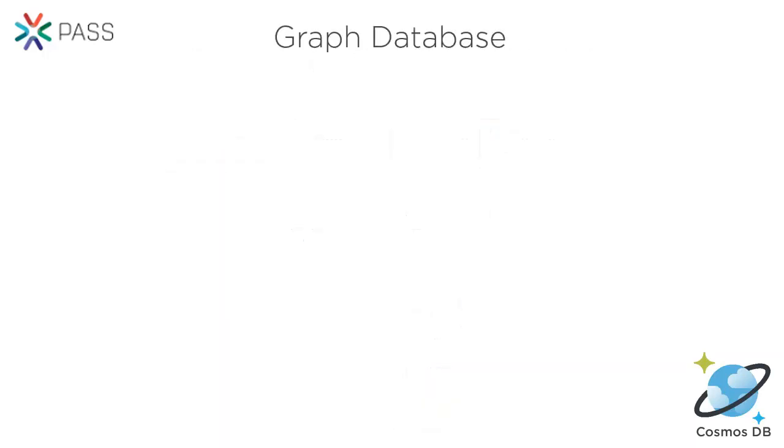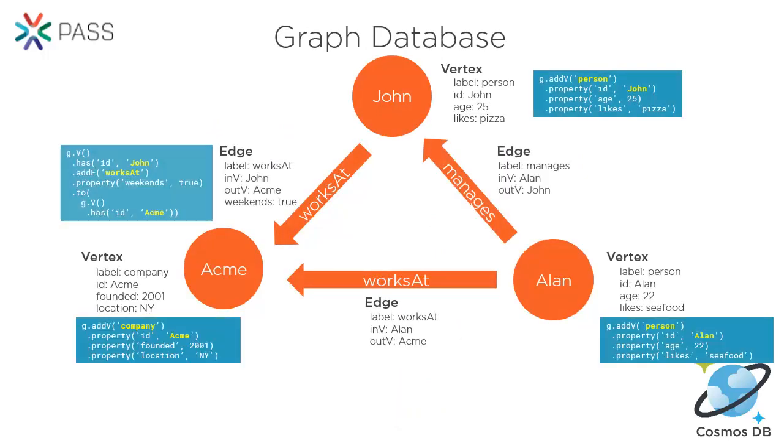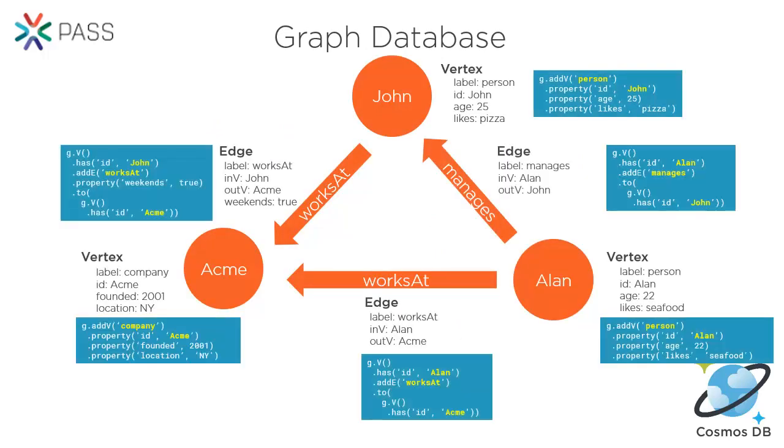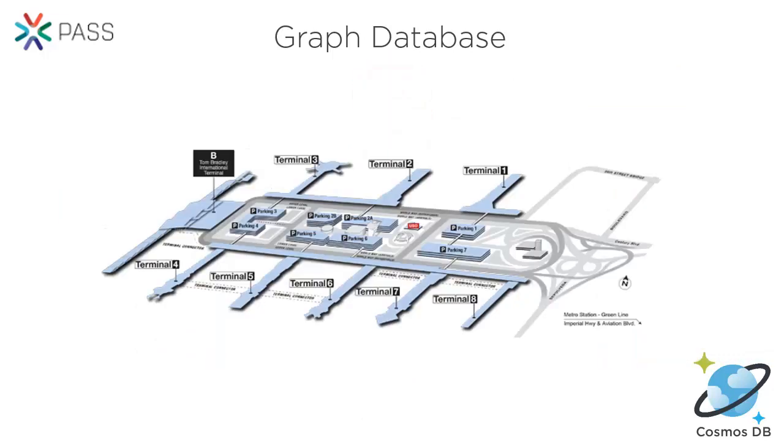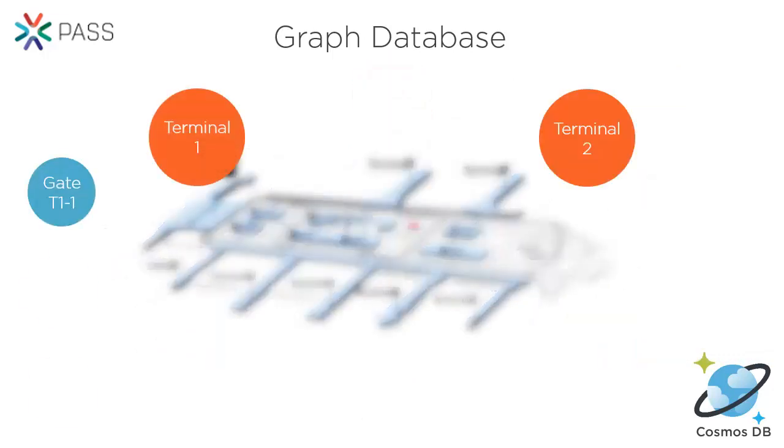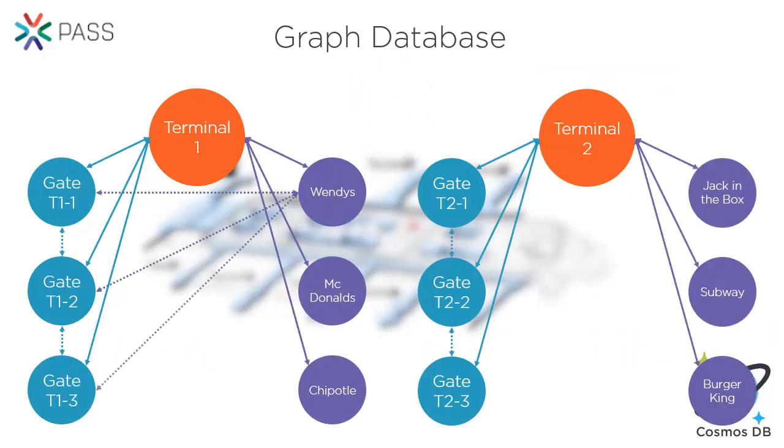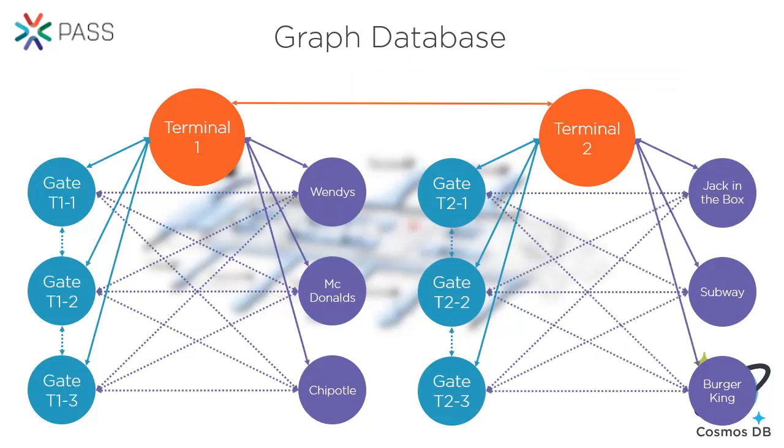Then discover the power of graph databases in Cosmos DB, where you model not only your entities, but all their relationships as well. Learn how to use the Gremlin API to populate the graph and then easily query across all the connections that exist in the model.